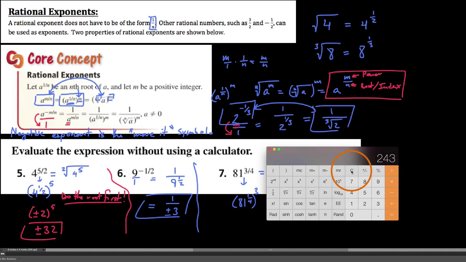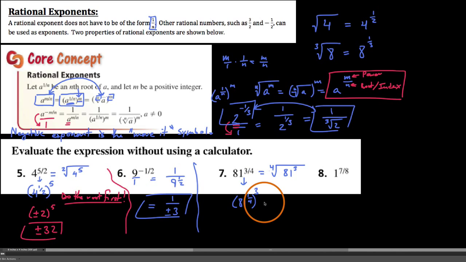So maybe we'll guess and check here. I say 3 to the power of 4 is 81. So this would be a 3 inside of here, plus or minus. We're raising this to the third power. And so a plus or minus to the third power is still plus or minus, and we get 3 to the third is 27. So 27 would be 81 to the 3/4 here, plus or minus.